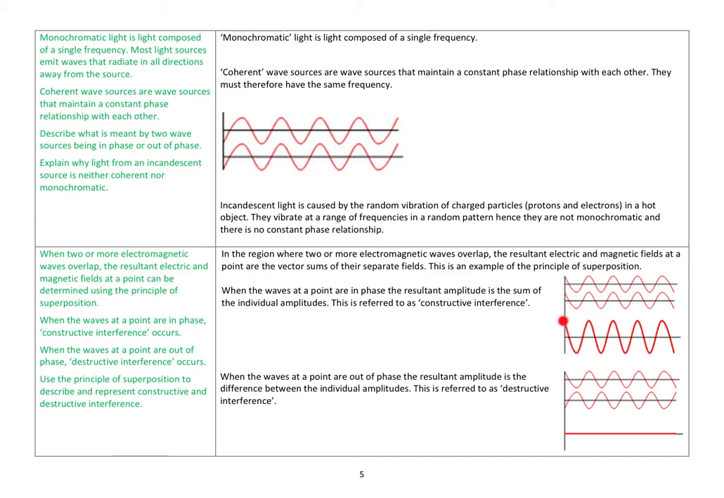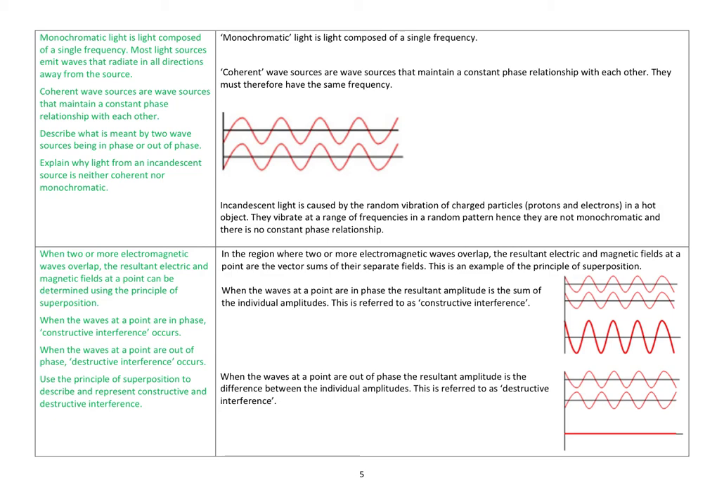So what we will see is we will get a wave produced in this simple case that would have twice the amplitude. Because if we add up the amplitude of that one there and there, we get that. If we add up the amplitude of this one here and here, we get this trough at the bottom. Here and here, the two peaks, we get this double peak, double the height at the top. So when the waves at a point are in phase, the resultant amplitude is the sum of the individual amplitudes. This is referred to as constructive interference.